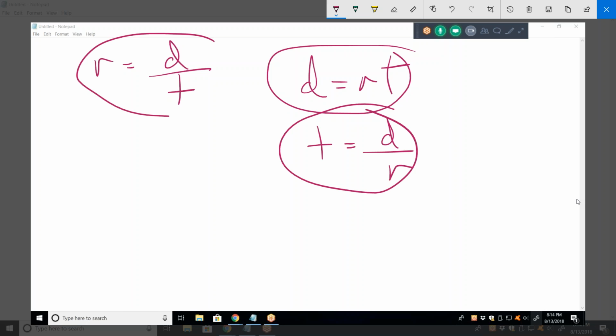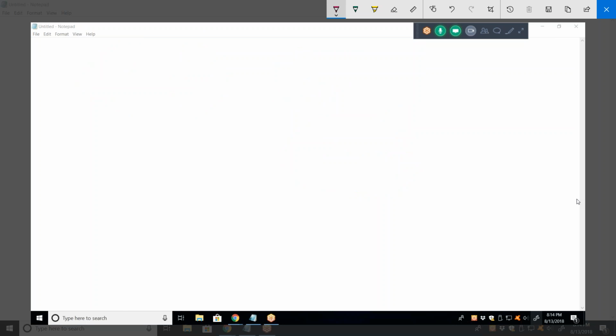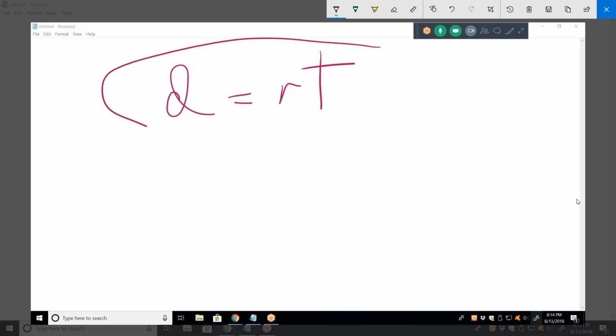Well, you don't want to clog up your memory with memorizing 3 different equations. You want to remember one, and one only. Everything else is just a manipulation of that. This is what you want to remember. Distance equals rate, which is velocity or speed, times time. Why this one? What's an easy way to remember that? Dirt.